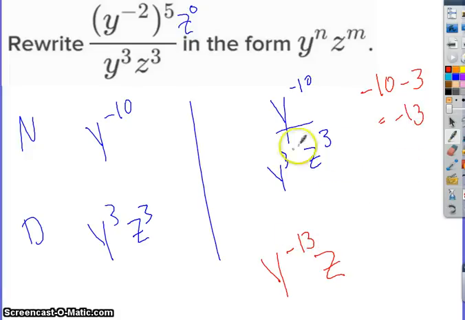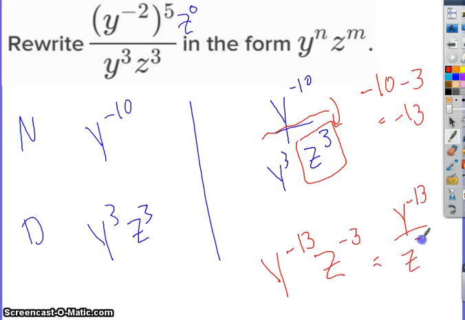And then I just need to recognize, honestly, that z on the denominator like this means it's divided by z. So this is divided by z to the 3rd, and that's negative 3rd. So it's negative if it's on top, and if it's on bottom, you could also write it this way, y to the negative 13 over z to the 3rd. Or you could put the y to the 13 on the bottom.